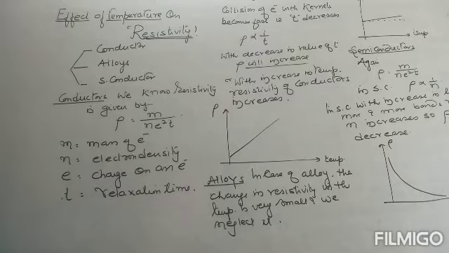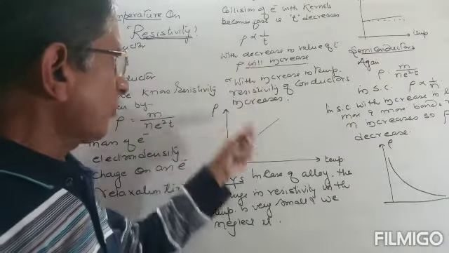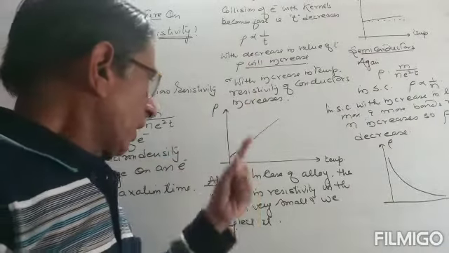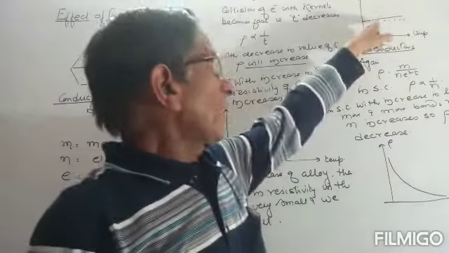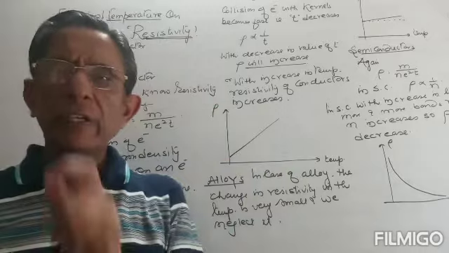So in this way, dear students, you can say that in case of metals, resistivity increases with increased temperature. In case of alloys, the change is negligible, and in case of semiconductor, resistivity decreases with increase in temperature.